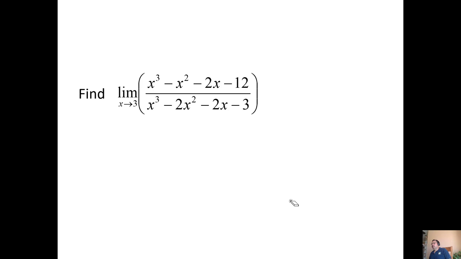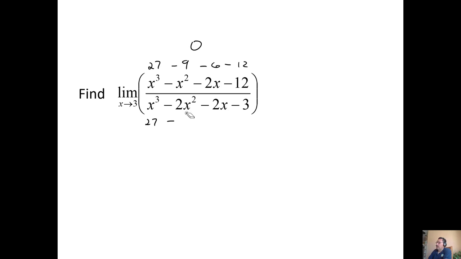Okay, so let's move on to this one. Don't know why I used so many threes. I have to change this. But we've taken the limit as x goes to 3 again. And so again, we get 27 minus 9 minus 6 minus 12. 27 minus 9 is 18. 18 minus 6 is 12. 12 minus 12 is 0. So that goes away. In the bottom, we get 27.